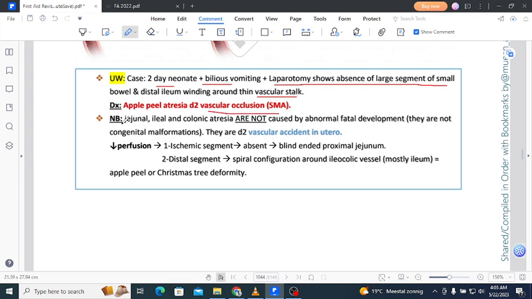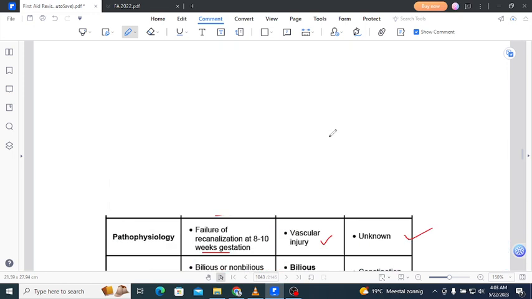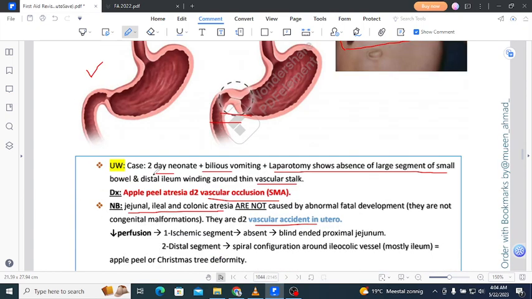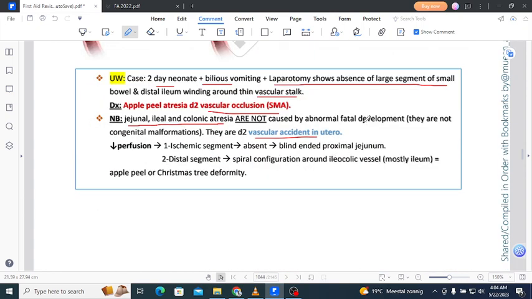There is an NBME point that jejunal, ileal and colonic atresia are not caused by abnormal fetal development. They are not congenital abnormalities. Remember that. Jejunal, ileal and colonic atresias are vascular accidents in utero, as we have seen in this picture. Although the cause of colonic atresia is not very well known, for the jejunum and ileum it is vascular injury. So the jejunal, ileal and colonic atresias are not caused by abnormal fetal development. They are not congenital malformations.